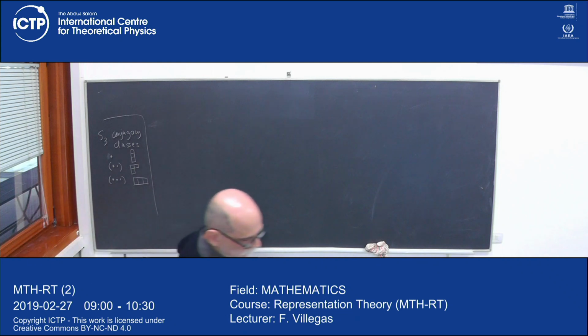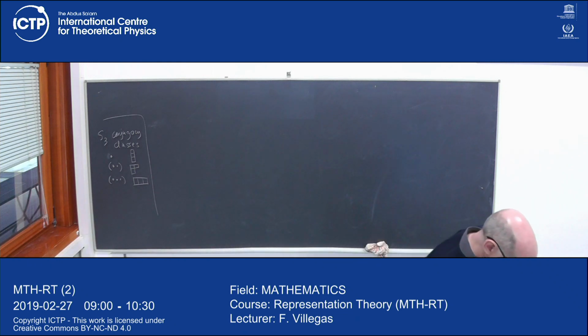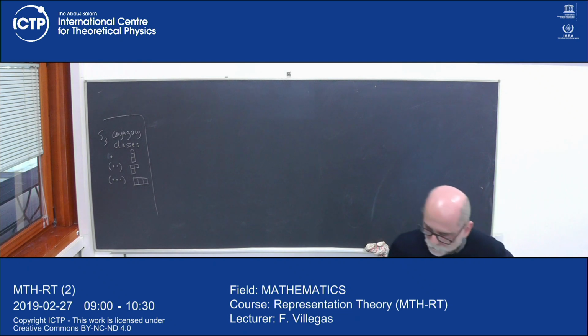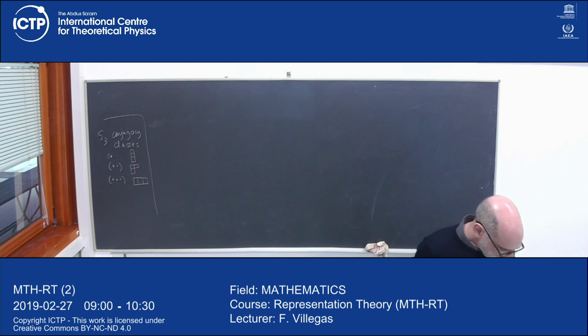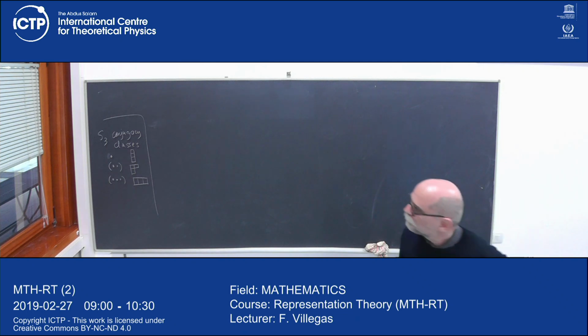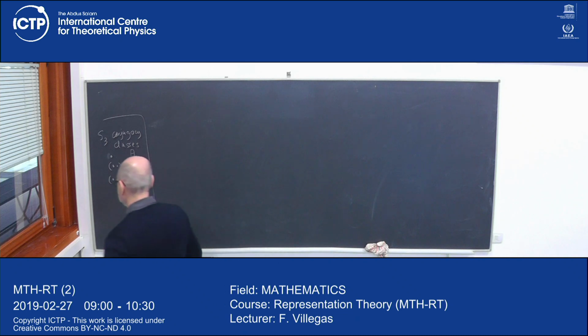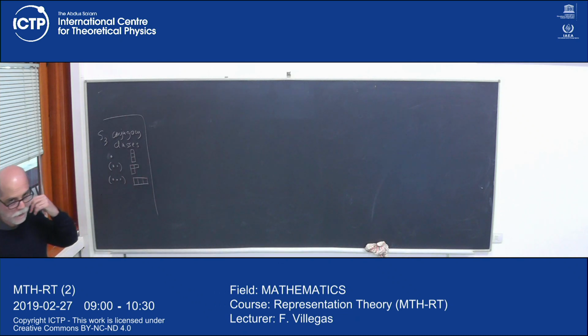And so you may have to go back and refresh some of those things in linear algebra. So for example, in linear algebra one talks about dual spaces. If you have a vector space, you have this dual. And what we want to discuss now is that if you have a representation, then you also have a dual representation.